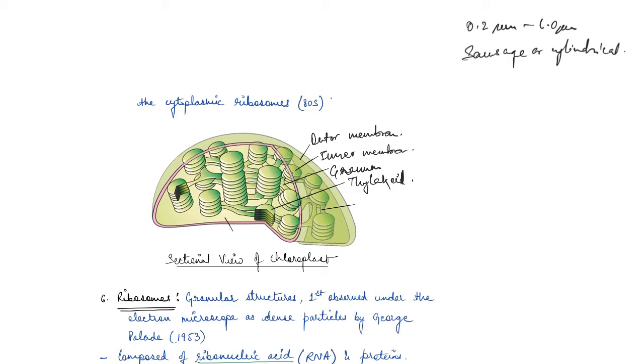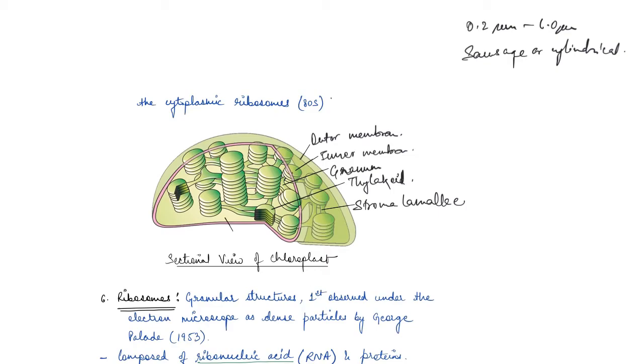intergranal thylakoids. Apart from that, there are flat membranous tubules, which are known as stroma lamellae, right? So these are stroma lamellae, which connect thylakoids of different grana, right? Now, the membrane of the thylakoid encloses a space which is known as lumen, and the stroma of the chloroplast requires enzymes for synthesis of carbohydrates and proteins. And it also contains small double-stranded circular DNA molecules and ribosomes.